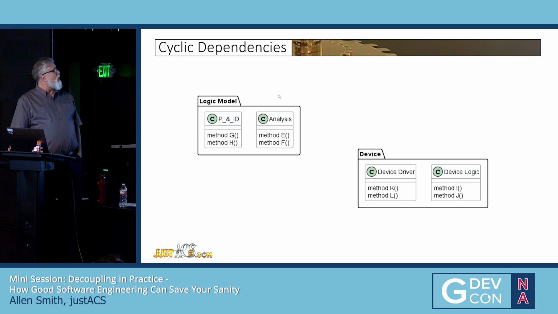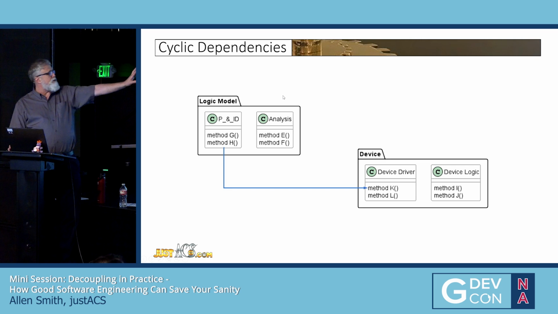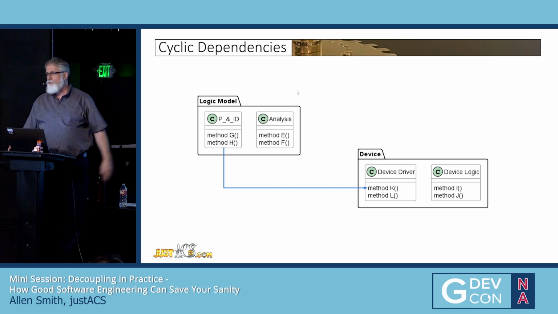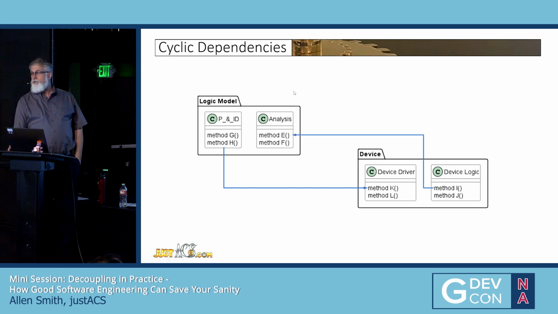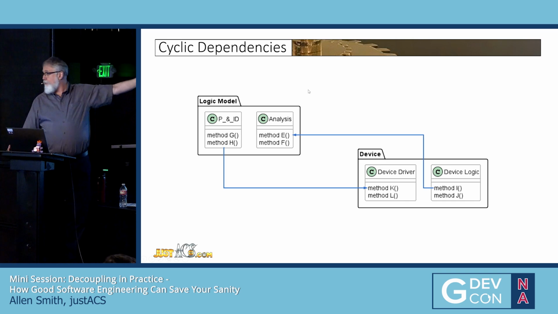But where you're really going to get into trouble is when you build in a cycle in the loading. So my PNID class loads something out of the device driver, which pulls all of its related stuff in, which loops back to my analysis, and I've got a cycle. I can start from any one item on this diagram. I can follow the arrows around and get back where I started.